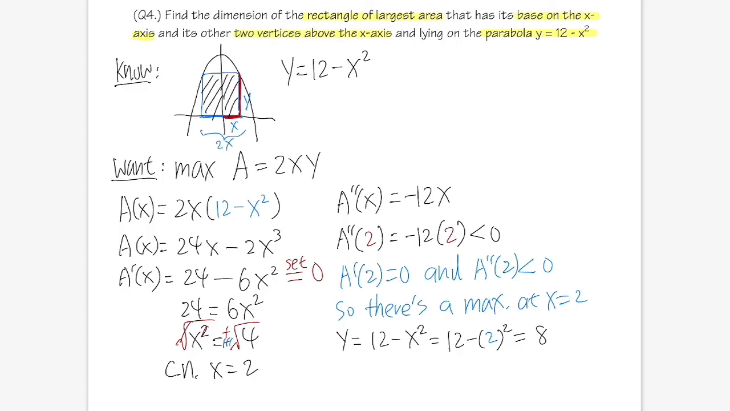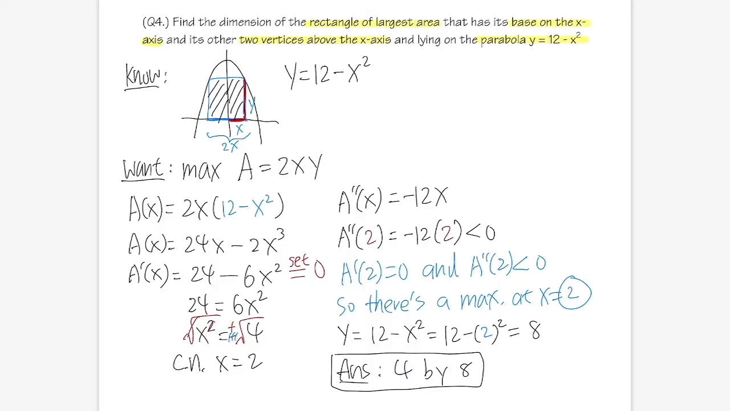For the rectangle, you actually have to double this. So the answer is actually 4 by 8. All right, so that's the dimension that will give you the biggest area, 4 by 8.